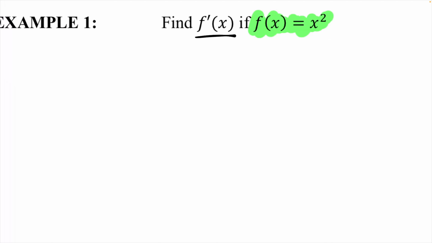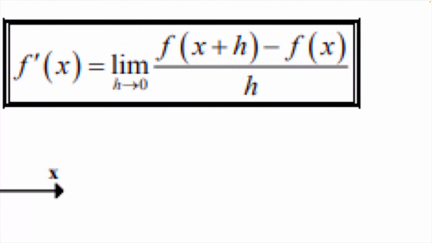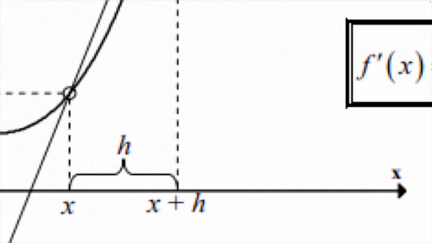So what we're going to do today is use what's called the definition. The definition is this guy right here. Let me write it down on the board so we can come back to it. So f prime, the derivative, equals a limit, f of x plus h minus f of x, over h. Let's go through this one thing at a time.